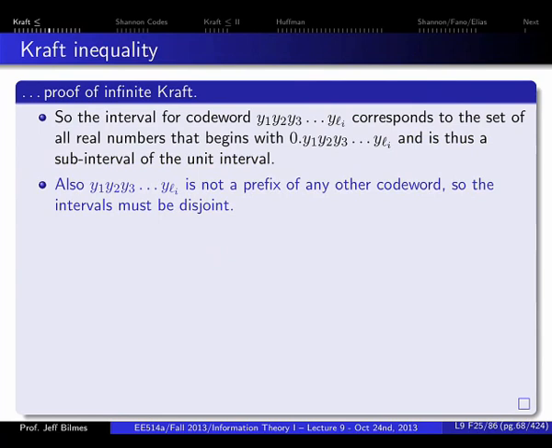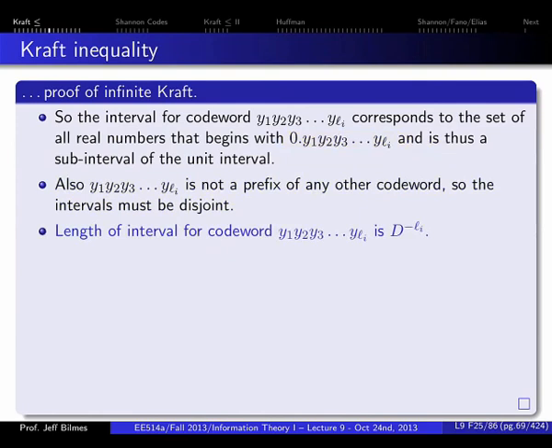Now the other thing: it's a prefix code, so the intervals must be disjoint. Why? The only way we can get an overlap of the intervals is if one number starts with this string, and we've got another number which starts with this string and then continues on. But it's a prefix code, so by definition the y's are not prefixes of each other. All of the numbers in that interval start with that string, so any other interval corresponds to starting with a different string, which is neither a prefix of this one, nor is this a prefix of the other one. Therefore the intervals are disjoint, because they start with different fractional numbers. The intervals have no overlap.